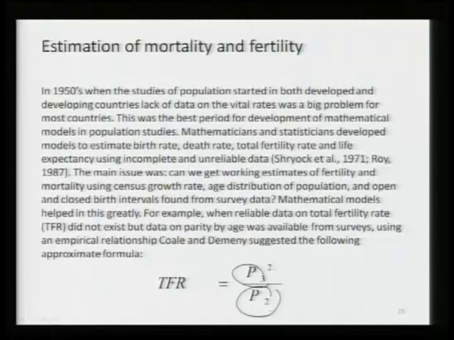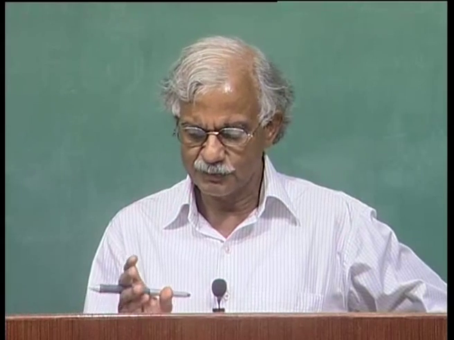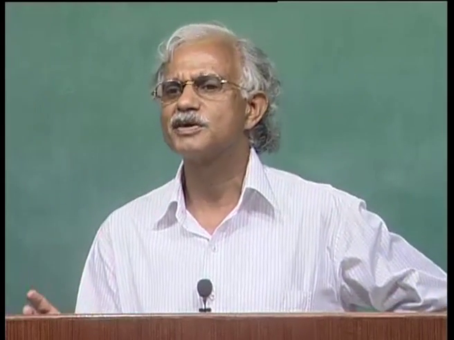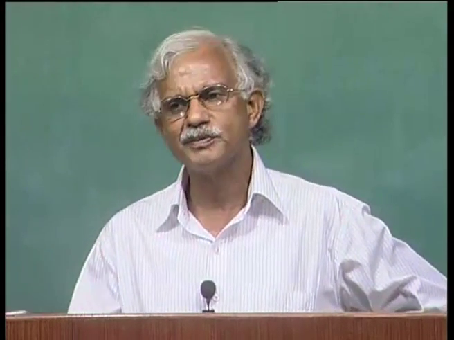P3 refers to average parity of women in age group 25 to 30. Now, when we did not have reliable data on age specific fertility rates, models were used. This is another example of use of model, that Coale and Demeny suggested that you can use an approximate value of total fertility rate like this: square average number of children or average parity of women in 25 to 30 and divide it by average parity of women in 20 to 25.